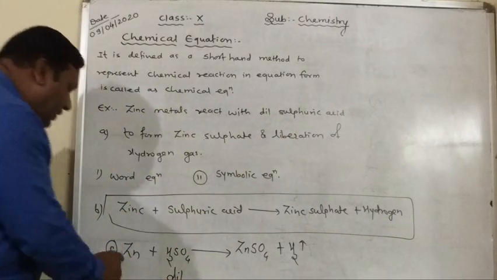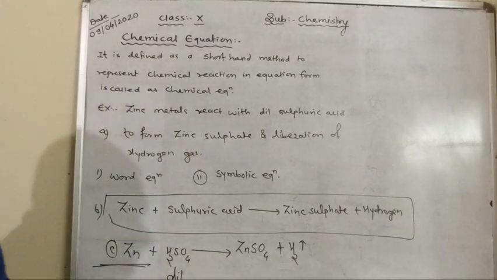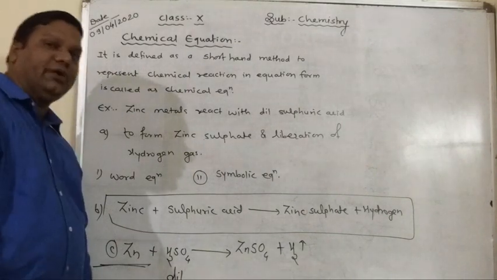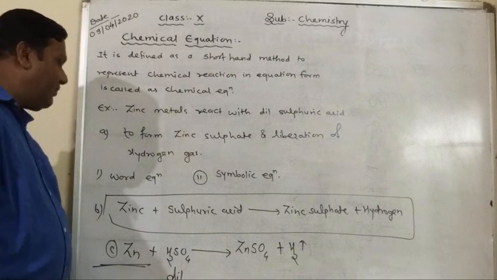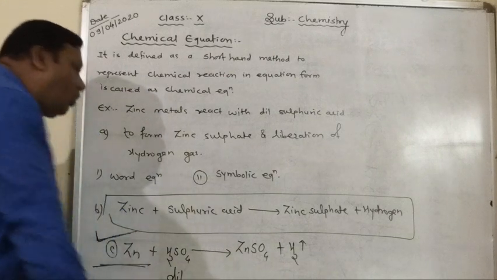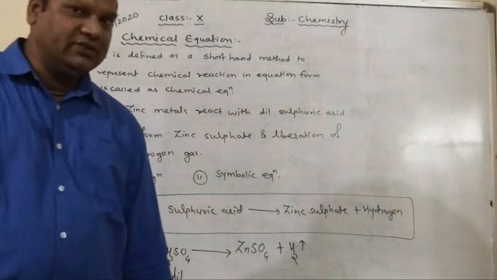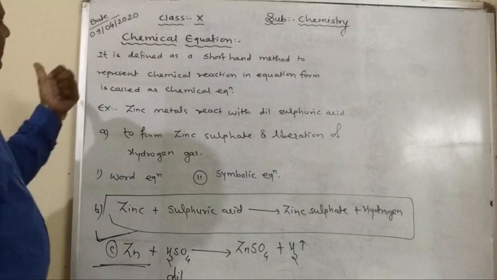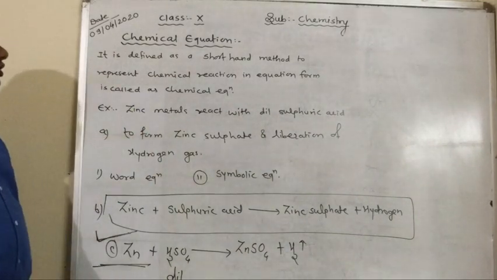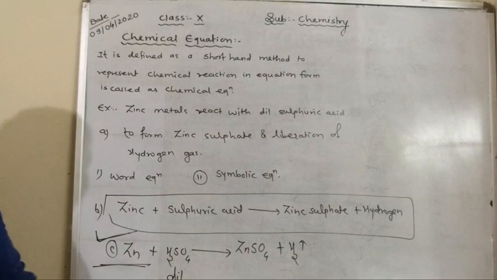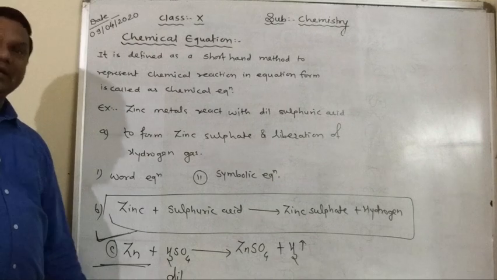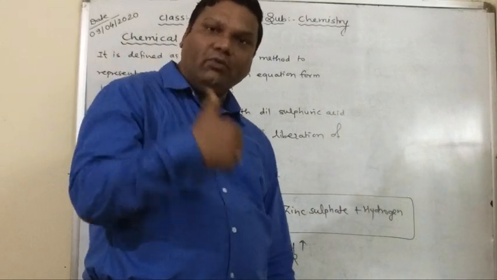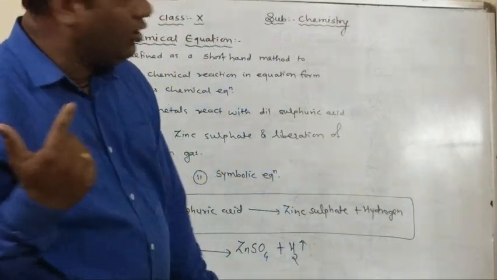So out of these three, C, the symbolic equation, is more convenient, more accurate, and takes less time, and therefore we always use it to write chemical equations. Again I repeat, what do you mean by chemical equation? A chemical equation is defined as a shorthand method to represent a chemical reaction in equation form. Understood? And chemical equations are of two types: one is the word equation, another is the symbolic equation.